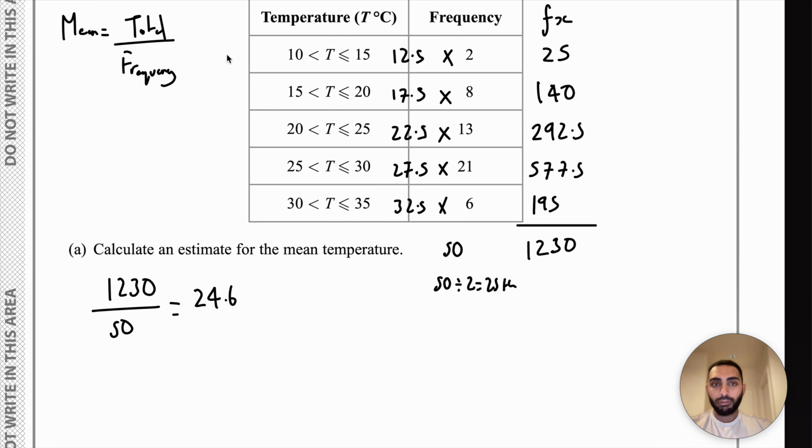In the first row, we've had 2 so far. If we add 2 plus 8 together, we have 10 so far, so it's still not there. 10 and 13 give us 23, so it's not there. And 23 and 21 goes to 44. So our 25th value is somewhere in this range. It's between 25 and 30.